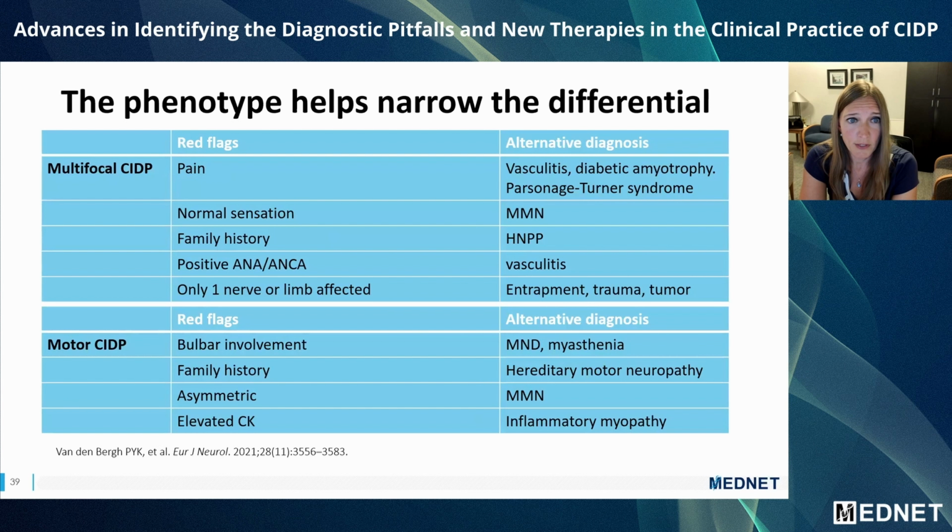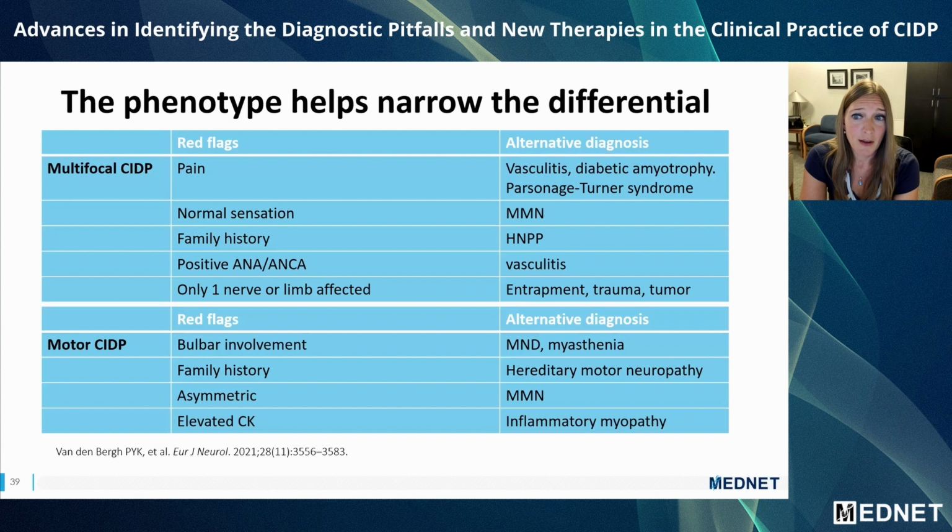And then multifocal or Lewis-Sumner CIDP, any kind of pain, a lot of pain would be a big red flag, and considering other entities in this one where you do a nerve biopsy to exclude a vasculitic process, or considering other conditions like Parsonage-Turner or diabetic amyotrophy. If there's normal sensation, but multifocal pattern of conduction block, you might need to consider MMN as a possibility.